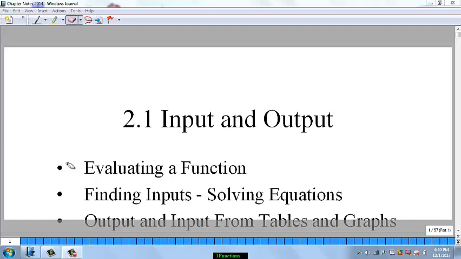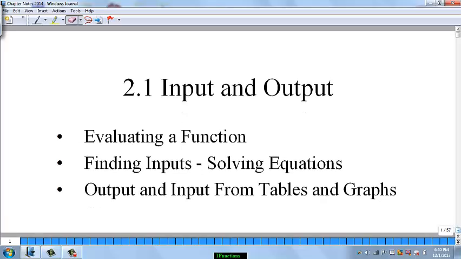Okay, today we're going to talk about the introduction to functions, and we're going to spend our time on input and output and the algebra that goes along with it. So we're going to evaluate a function, we're going to find inputs, and we're going to solve equations, and then we're going to look at outputs and inputs from tables and graphs.